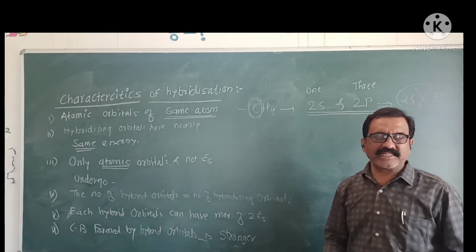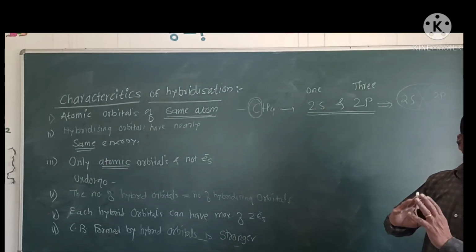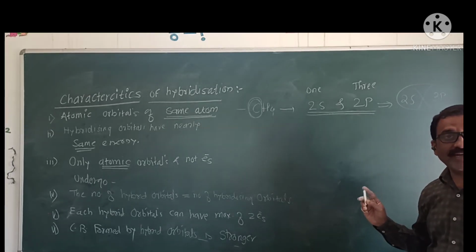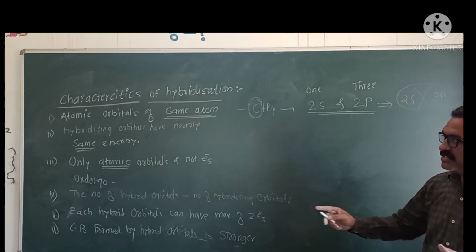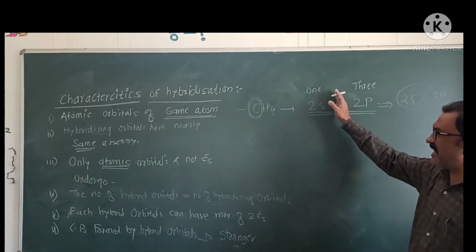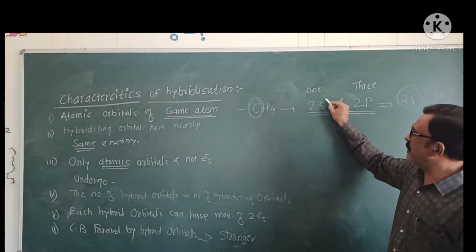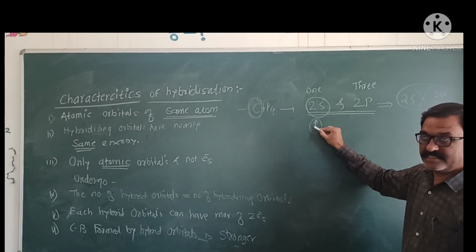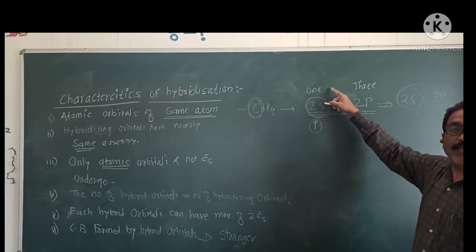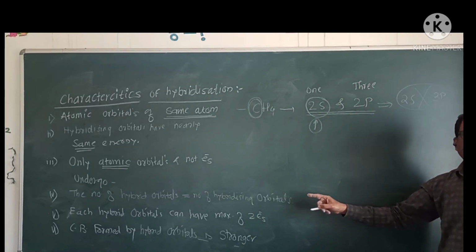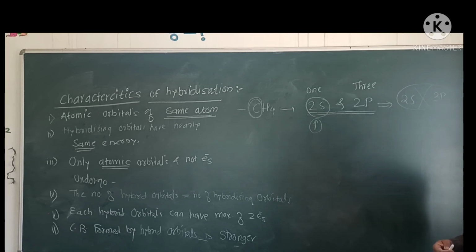Then another important property is that only atomic orbitals and not electrons undergo hybridization. That is, during such hybridization, only the 2s orbital and not the electron present in the orbital takes part. Only atomic orbitals undergo hybridization, that is a mixing process.